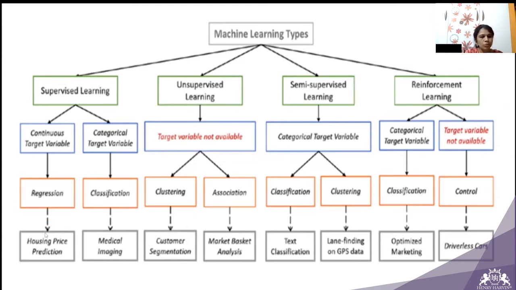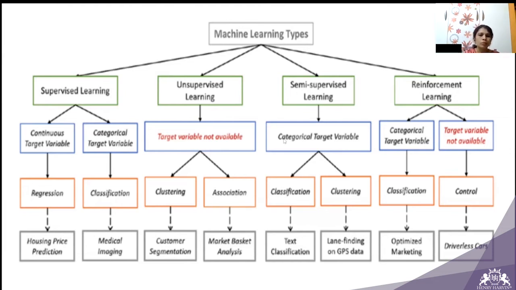One example is housing price prediction, which is an example for regression, and medical imaging is an example for classification, right? And in unsupervised learning, there is no target variable. Then there could be two cases: one is clustering and the other is association. For clustering, an example is customer segmentation. Association is market basket analysis, which we will be seeing deeply.